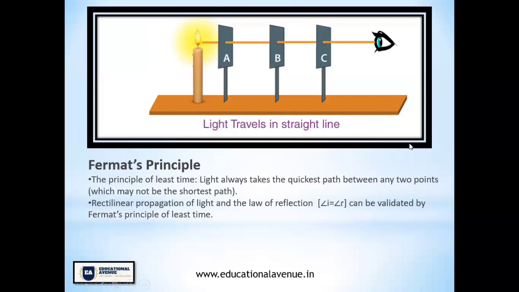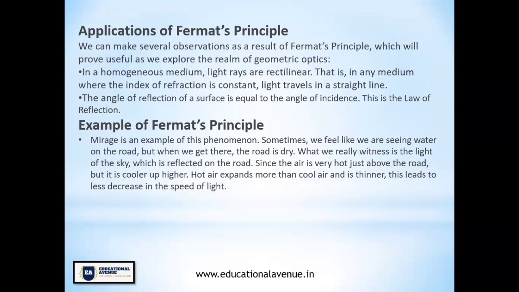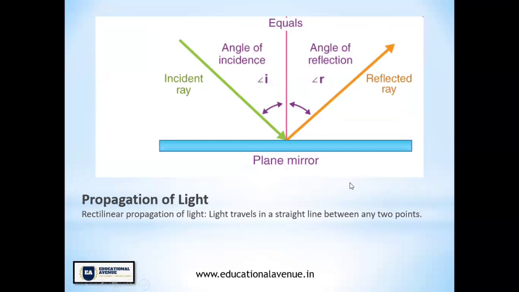So the next is Fermat's principle. So what is this Fermat's principle? This says that light always takes the quickest path between any two points. Sir, they did not teach us this in school. It's not in the NCERT textbook and in our syllabus, sir. Okay, so we will skip this part. We will see up to reflection of light, from the NCERT.